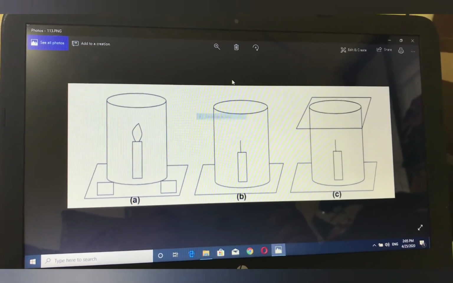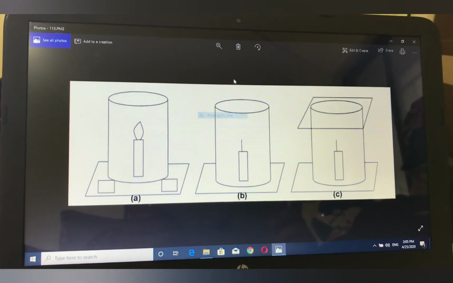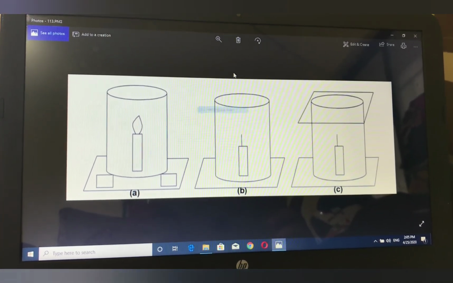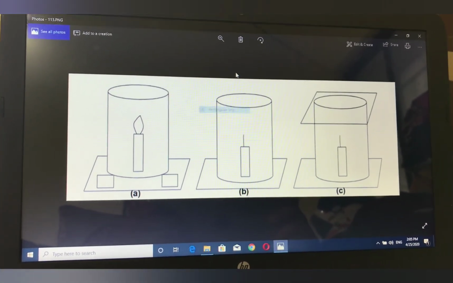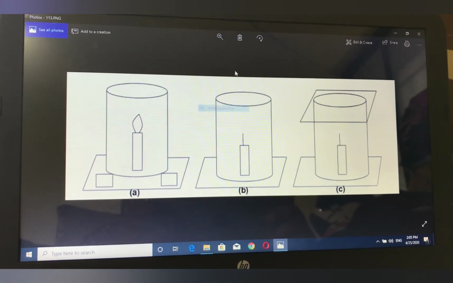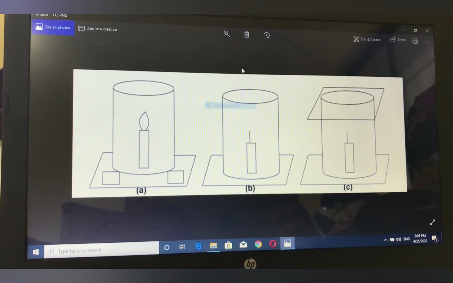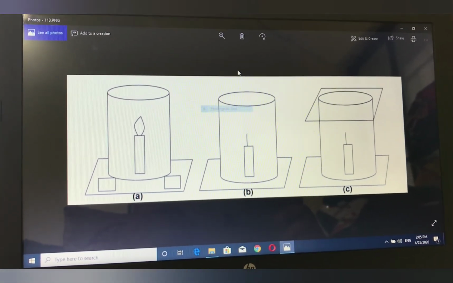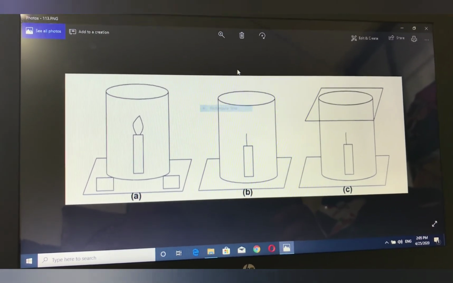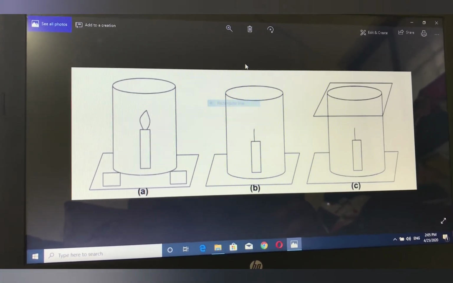So what are the three different things required for burning a fuel? Fuel is required. Here the fuel is the candle, and oxygen is required. That is, from the atmosphere we get the oxygen. Another is minimum heat, that is the ignition temperature. This experiment will show how oxygen is important for burning.